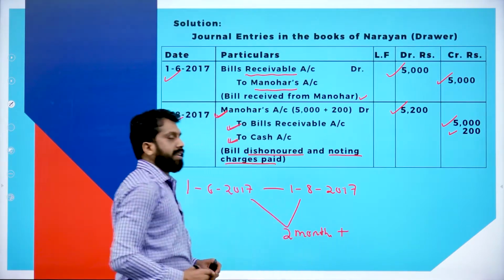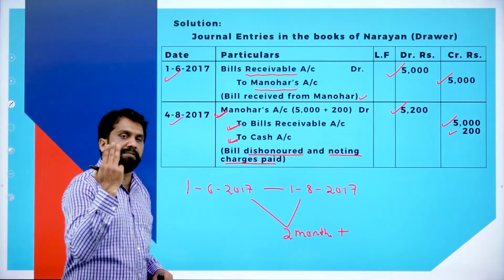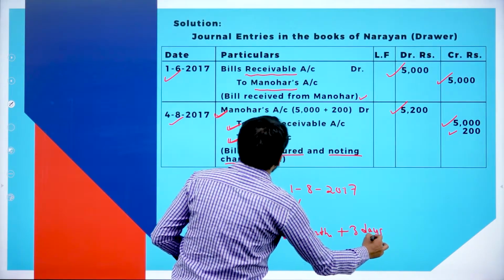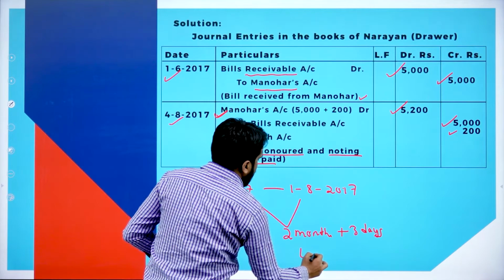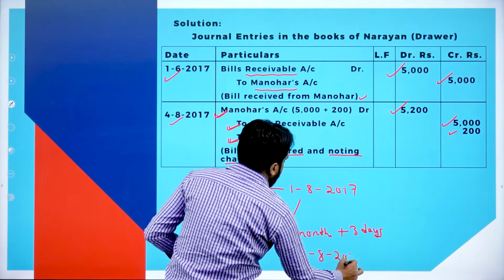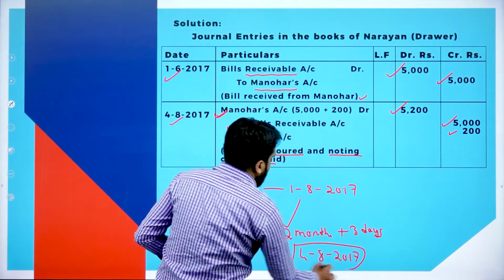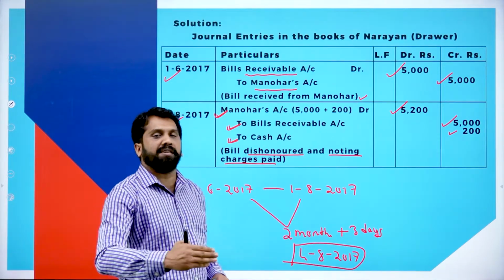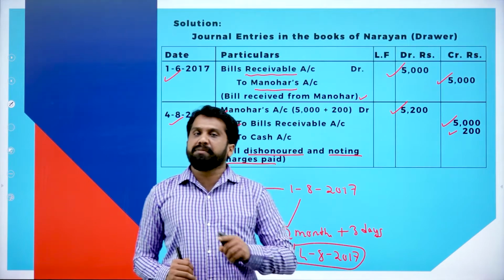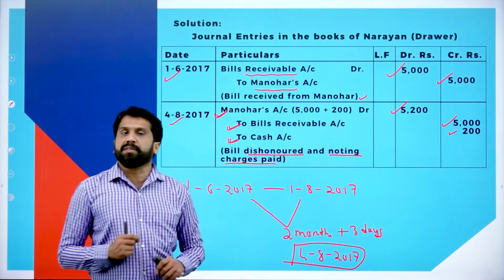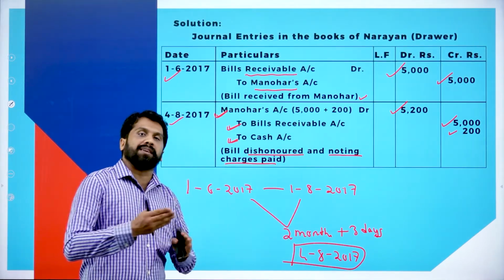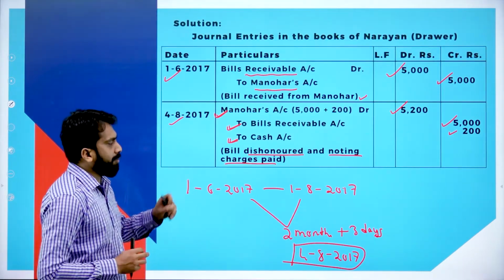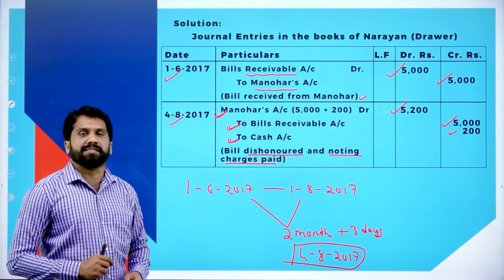For this, how many grace days do we have? Yes, we have 3 days. Plus 3 days, it will be what? 4/8/2017. Any doubt? As I told you, a 3-day grace period is common in every bill of exchange. If the 3rd day of the grace period is a government holiday, what will we do? We will come back 1 day prior. Clear? Yes. Now, this is done with journal entries in the books of seller.